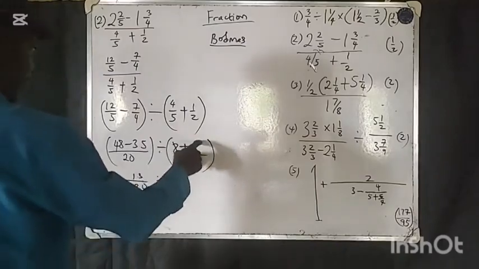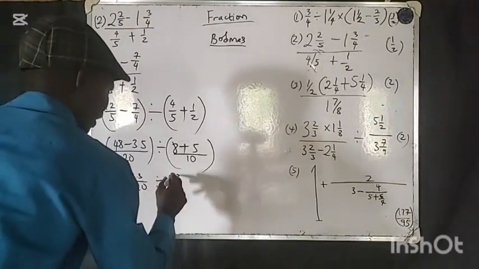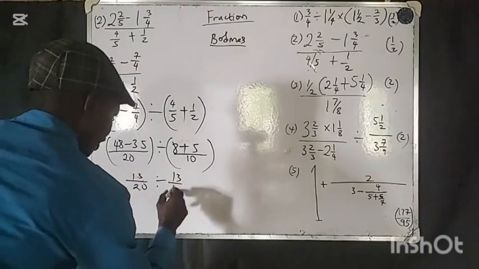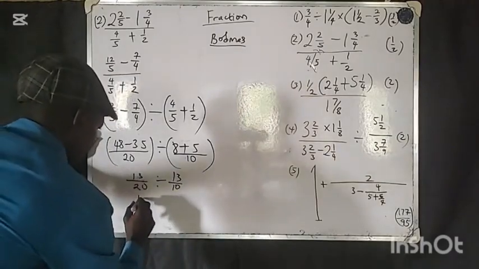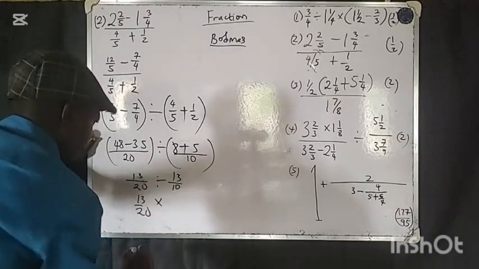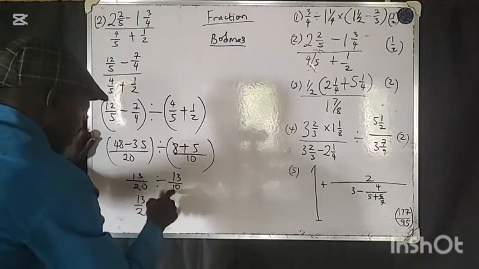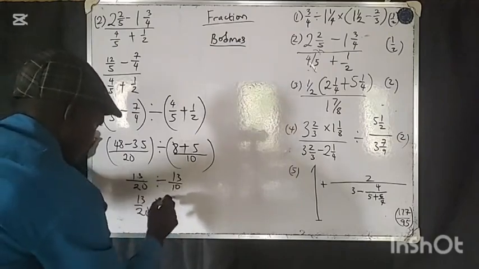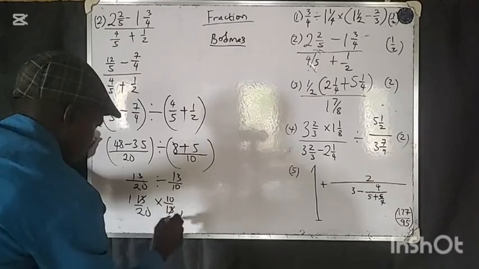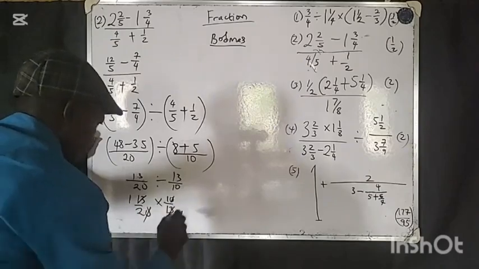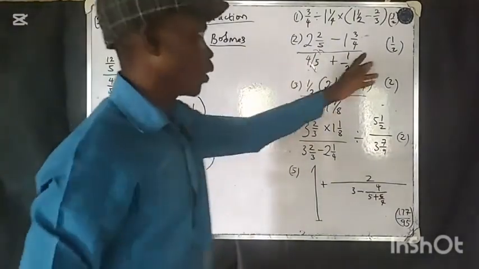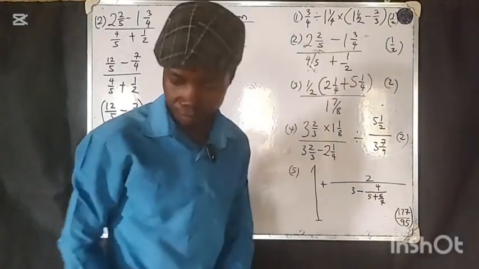So 8 plus 5, that will be 13. Instead of 8 minus 5, it will be 8 plus 5, that's 13. 13 over 10. So we have 13 over 20. Division sign will change to multiplication sign. So 10, as a result of that, 10 will go up, 13 will come down. So we have 10 over 13. 13 here is 1, 13 here is 1, 0 will cancel 0. So we are left with 1 over 2. As you can see, number 2 answer is 1 over 2 in the bracket.